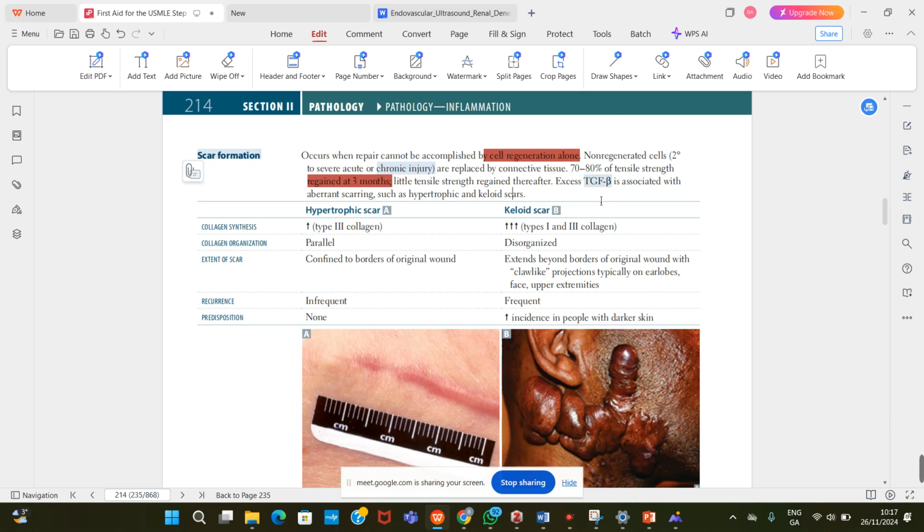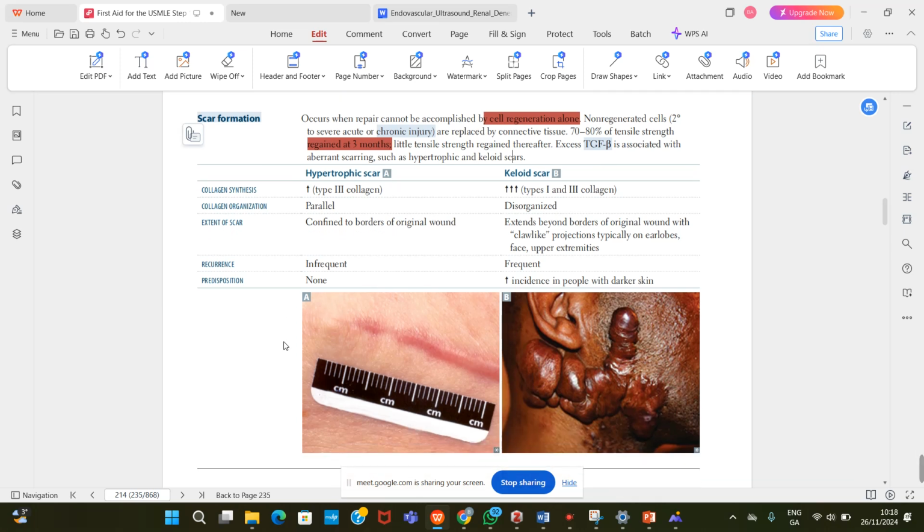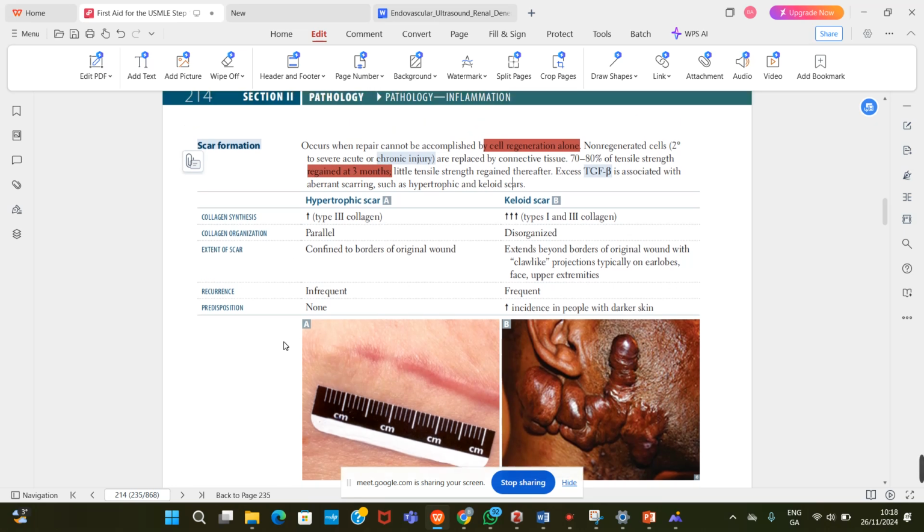Please don't pick fibroblast growth factor. Don't be deceived. The cytokine that mediates the excessive scarring is always transforming growth factor beta. Please pay attention to that. So what is the difference between hypertrophic scar and keloidal scar? You can easily pick the difference just looking at them clinically.